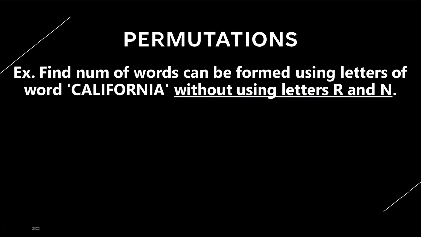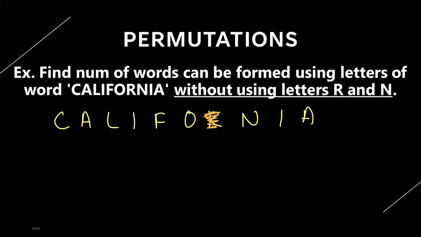Now, the next part is: find the number of words which can be formed using letters of California without using R and N. So I have C, A, L, I, F, O, R, N, I, A. Now they have said I cannot use R and N. So I don't have R and N with me. So what am I left with? I'm left with C, A, L, I, F, O, I, A. So these are the letters: 2, 4, 6, 8. So I'm left with 8 letters. So how many letter words can I form? I can form an 8-letter word using the remaining letters, right?